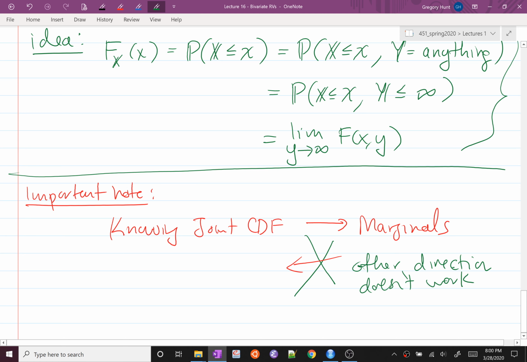We'll get to that later in the course, what other information I would need to fully specify the joint given the marginals. But right now, the joint really tells us everything about the behavior of the two variables. If I just know the marginals, I don't know all the behavior. I don't know how they interact with each other. I just know how they behave marginally, and I don't know the interaction between them. We'll get to that in a couple of lectures when we start talking about independence of random variables.